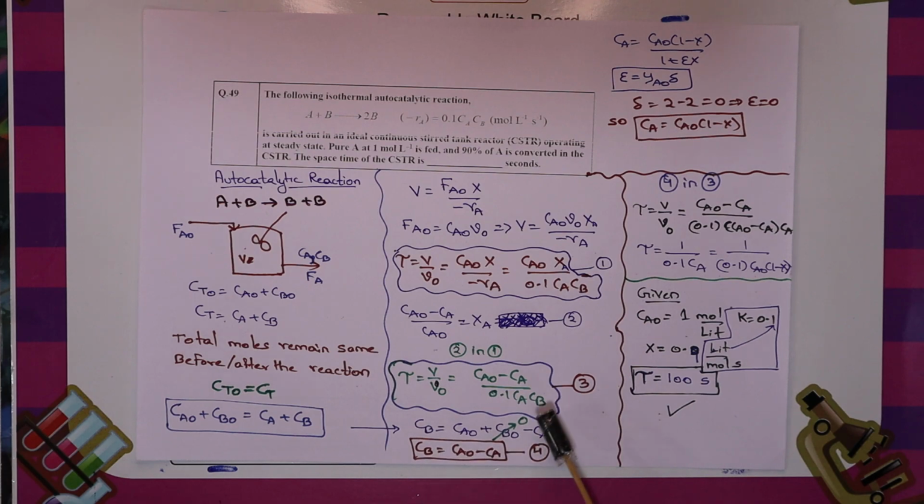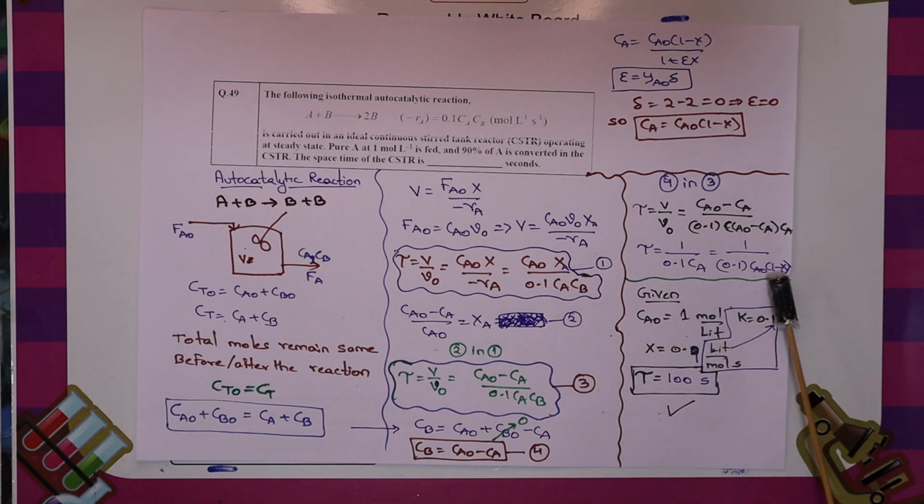So in place of Cb, substitute Ca0 minus Ca, and space time is nothing but volume by volumetric flow rate. The numerator Ca0 minus Ca and the denominator Ca0 minus Ca both cancel out. Finally, space time is equal to 1 by 0.1 times Ca.